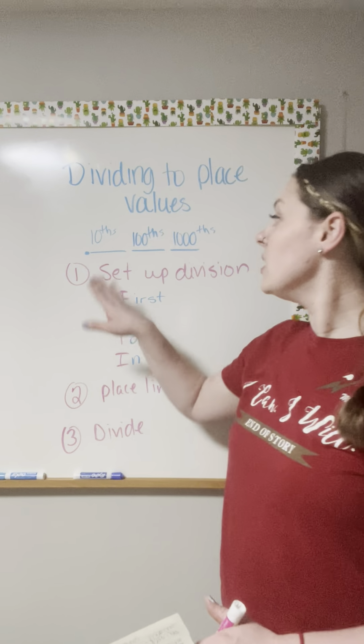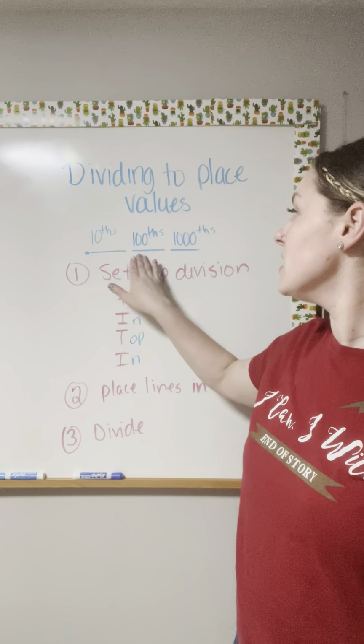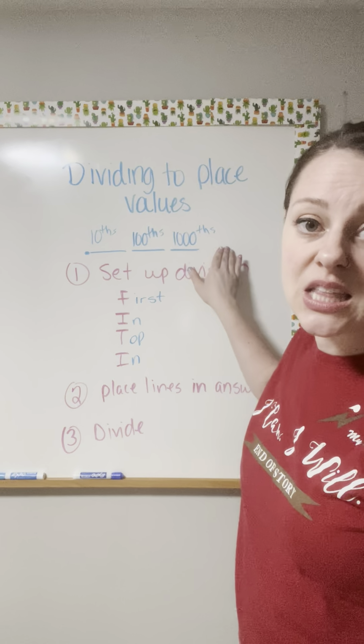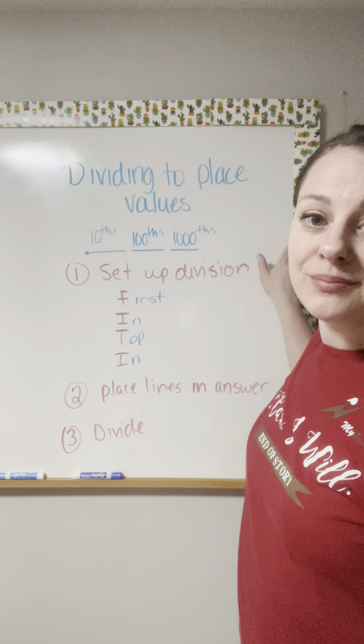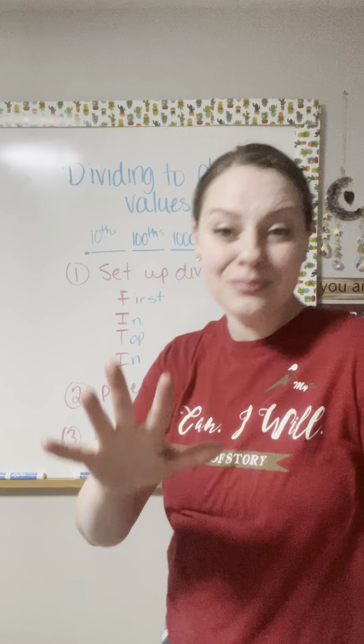So number one, let's review our place values. We have tens, hundreds, thousands, and then after that it just repeats: 10,000s, 100,000s. Not thousands, but whatever, you got me.